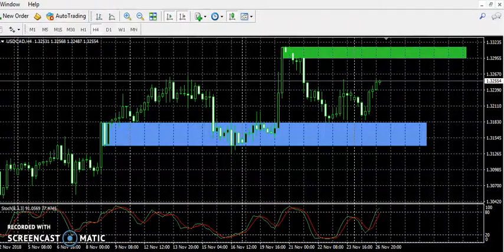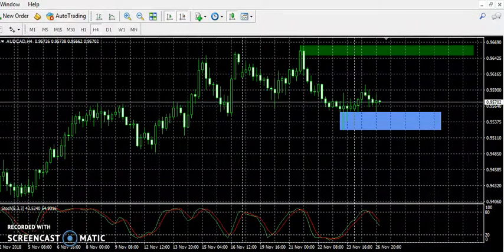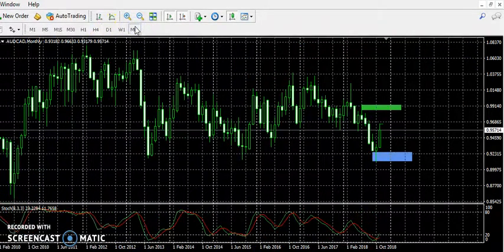Let's go to AUD CAD. Okay, so let's start from the monthly. As we can see from the monthly, we have a demand level here in blue, and if we look to the left, we can see that it has history of previous demand here.